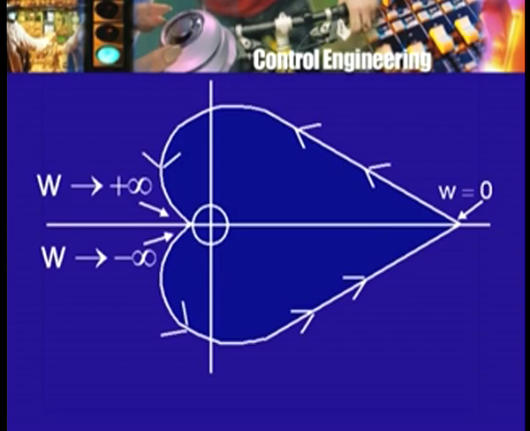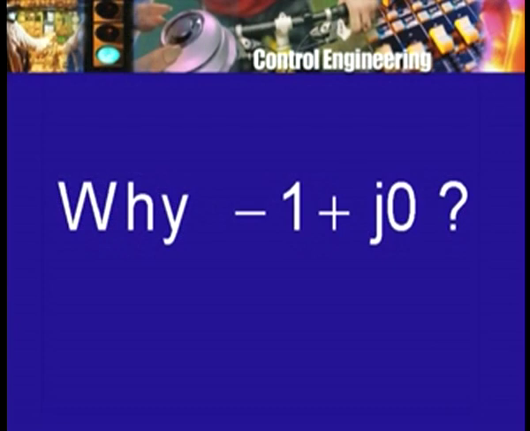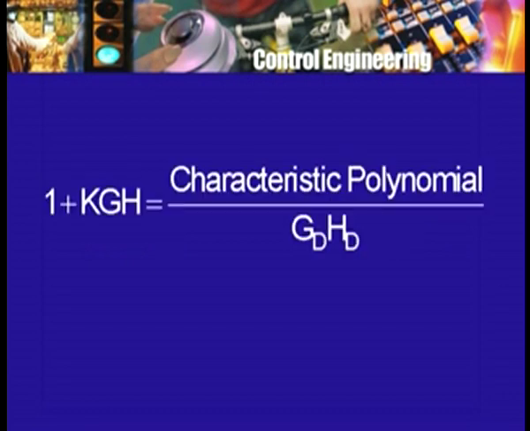Now let me remind you once again about the principle behind the Nyquist criterion and the role that the point minus 1 plus j 0 played in the whole thing. If you remember, we were looking at the rational function 1 plus gh, or 1 plus kgh, whose numerator was the characteristic polynomial, and our main interest is in the roots of the characteristic polynomial, whether there are any roots in the right half plane. The denominator of it is gd hd, the denominator polynomials of g and h respectively, in other words the poles of the forward transfer function g and the feedback transfer function h.